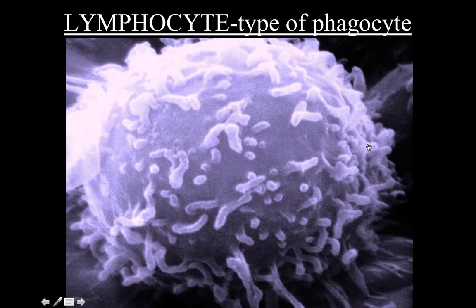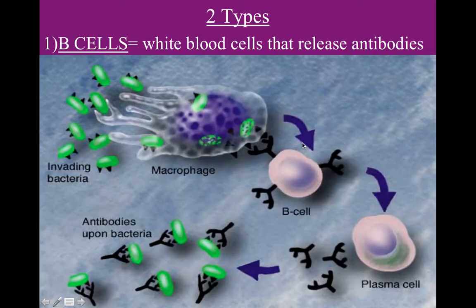Then we also have lymphocytes, which are a type of phagocyte. And there's two types of lymphocytes we're going to go over. So there's B cells. These are white blood cells that release the antibodies I talked about earlier in these notes.